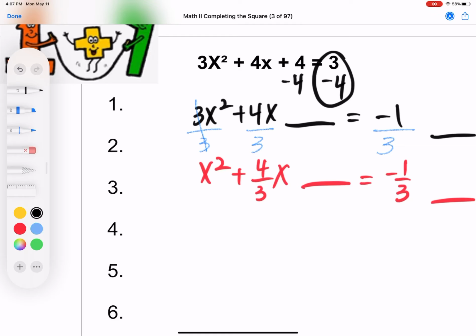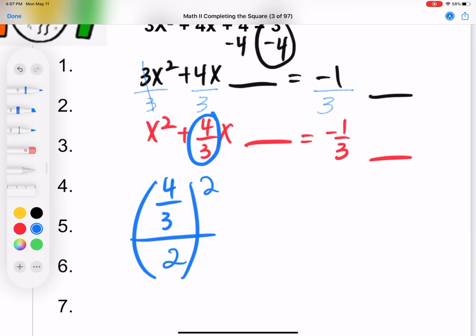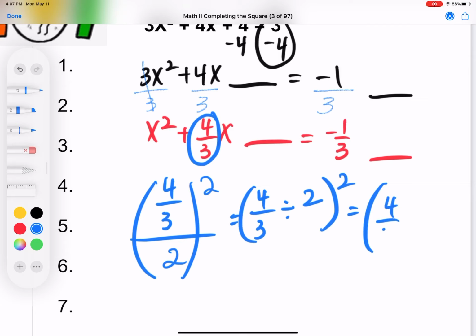So to find our term that completes the square, you're going to take your b term, which is 4/3. You're going to divide it by 2 and square it. Now, this looks like craziness right now, so you can also rewrite it. So 4 over 3 divided by 2, and then you're going to square it. Okay, it's the same thing. Now, remember, you can't divide fractions. Instead, you multiply by changing the division to multiplication, and then the 2, take the reciprocal. So it's 1 over 2, and then you square that.